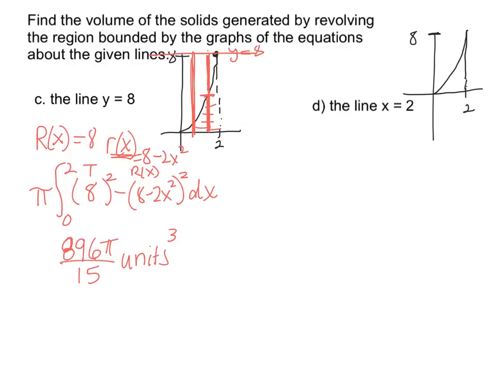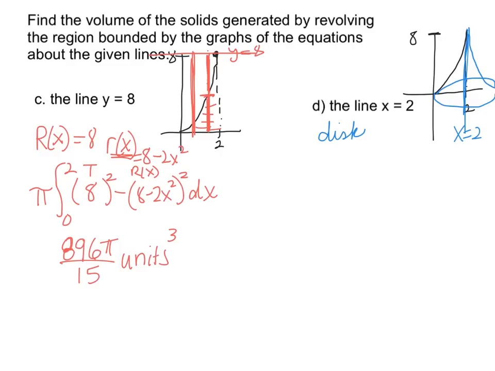Okay, I took a second and I drew it for us. All right, on the D, what they want to do is take this same region, only this time we're going to revolve it around the line x equals 2, right here. So you can kind of see that if you do that, you're going to get something that is not a washer. It's going to look more like a disc. So that's how we're going to set it up.